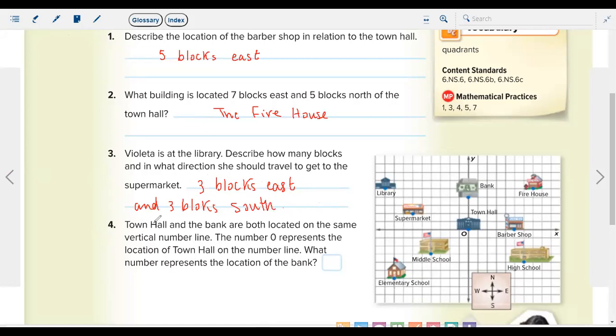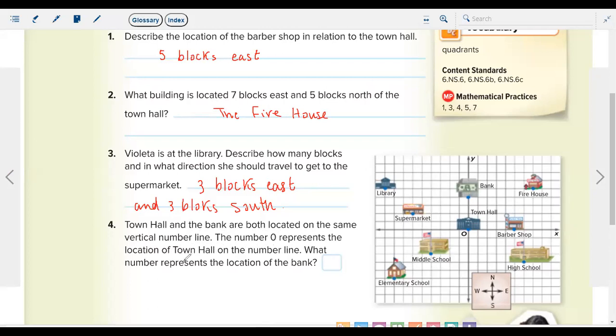Question 4. Town hall and the bank are both located on the same vertical number line. They are exactly on the same vertical line. The number 0 represents the location of the town hall, because it's already located at the intersection of the x-axis and the y-axis. So this number is like 0.